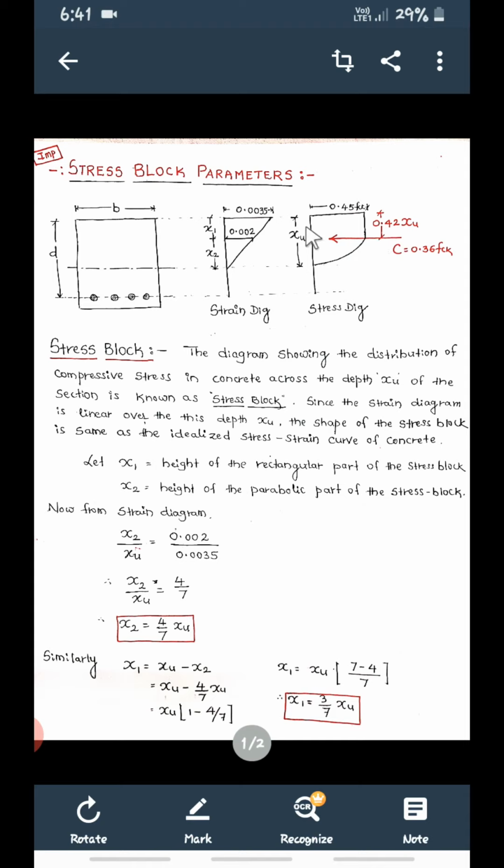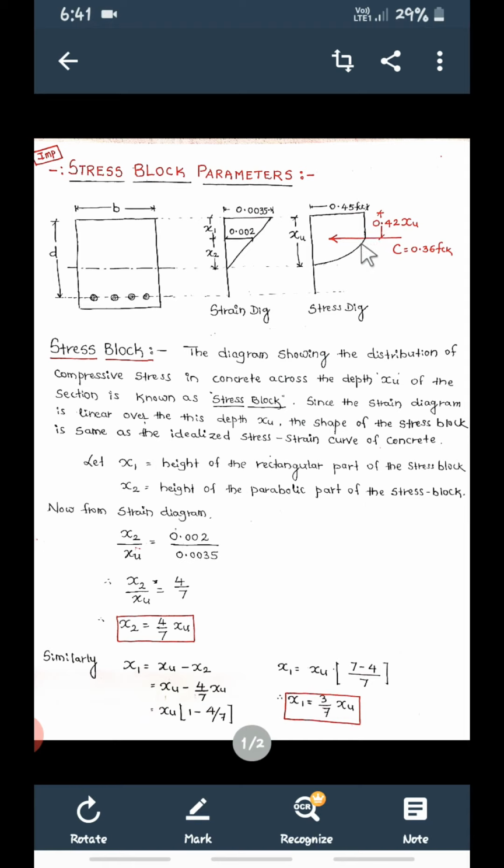The height of this rectangle part will be x1, and this part is x2, which is the parabolic shape. So this total stress diagram can be divided into one part that is a rectangle and one that is parabolic. That gives the shape of this stress diagram. The height of the rectangle part we consider as x1, the height of the parabolic part as x2, so x1 plus x2 will be xu.